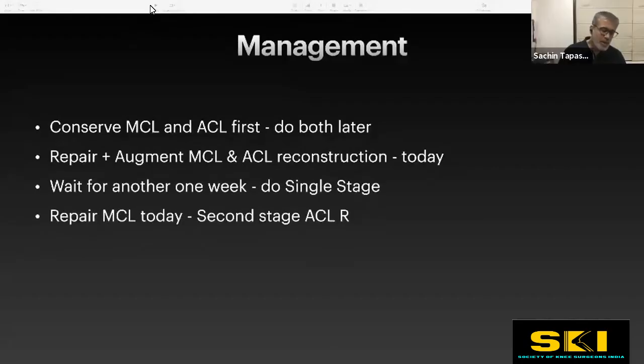But I think if you examine them on day one, or whenever they come acutely to us, and you are convinced that this is a grade 3 ACL and a grade 3 MCL, why should we accept some laxity or some stiffness? Raju, you said that you could accept some stiffness. Why would that be so?